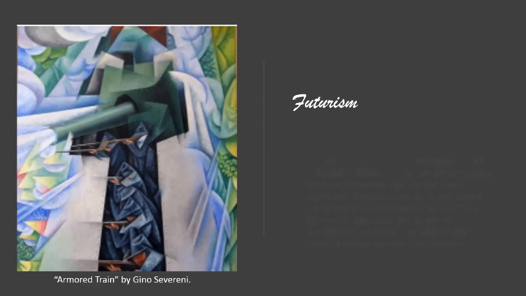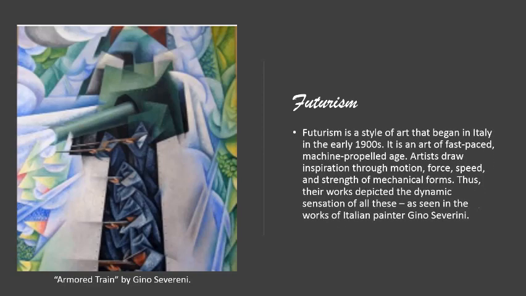Second, we have futurism. Futurism is a style of art that began in Italy. It is an art of the past.